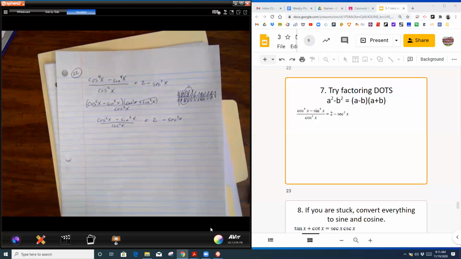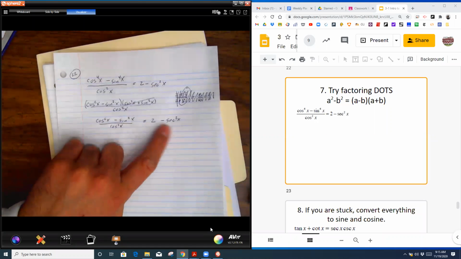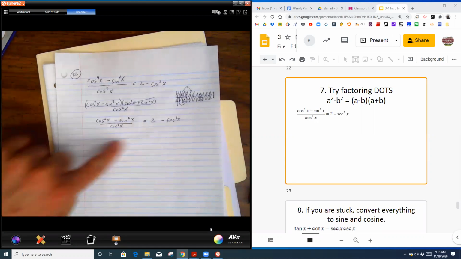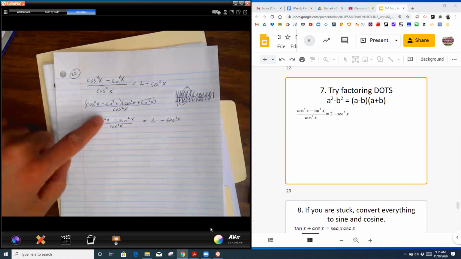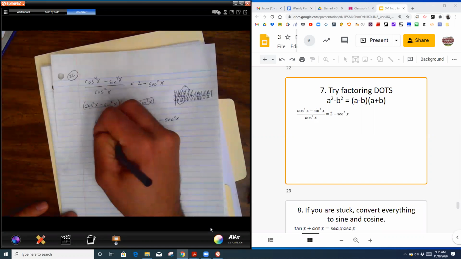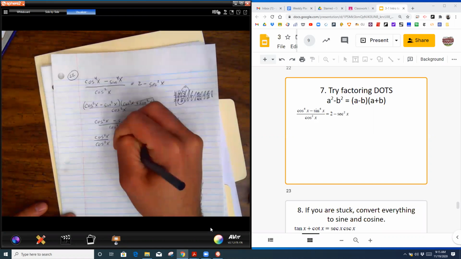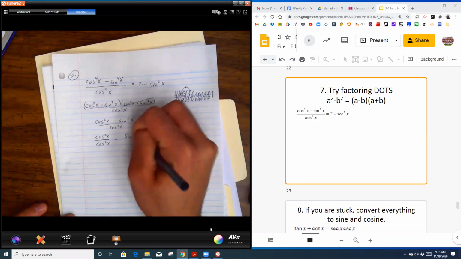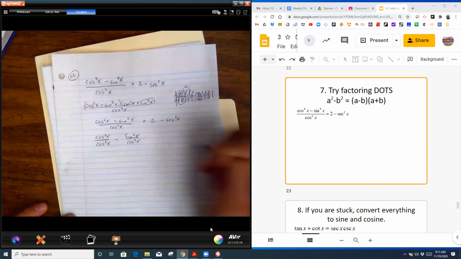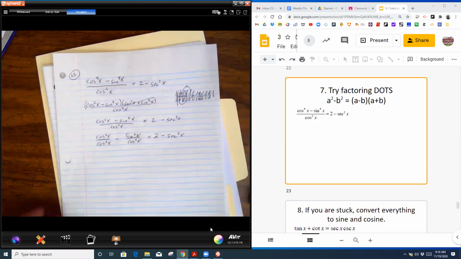And what I want to point out is that the right side has 2 things being subtracted. This is like 1 fraction. But let's try to break this up as 2 things being subtracted. It's all over the same denominator. So we could break this up as cosine squared over cosine squared minus sine squared over cosine squared. And we want to show that's equal to 2 minus secant squared.